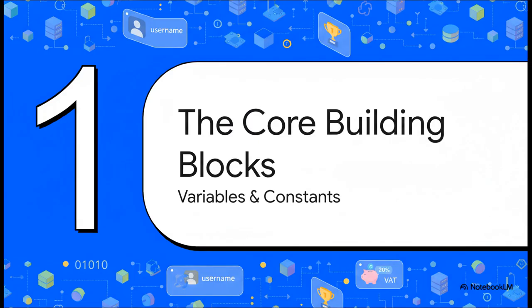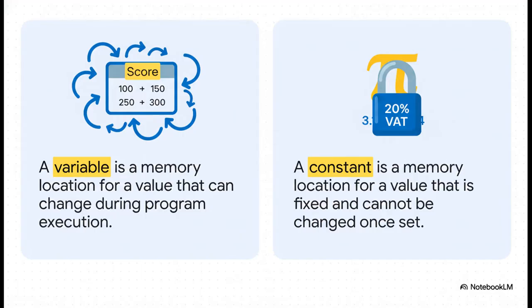First up, the core building blocks. You see, before a program can do anything cool, anything at all really, it needs a way to hold on to information. We're talking about a player's high score, a username, or the price of something in a shop. This is where variables and constants come in. So what's the deal with these two? Let's make it really simple.